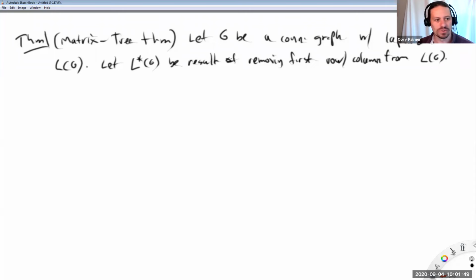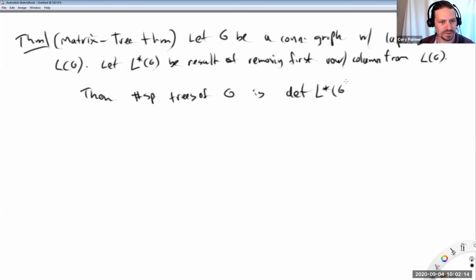This theorem actually holds, and the proof works if you delete any row and column, like one of each. Everything works fine here. But just for the proof's sake, it's a little easier to just assume it's the first one. Okay, so then what? So then the number of spanning trees of G is just the determinant of this special submatrix of the Laplacian.